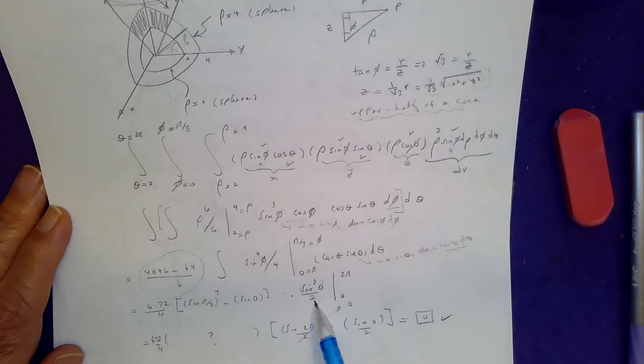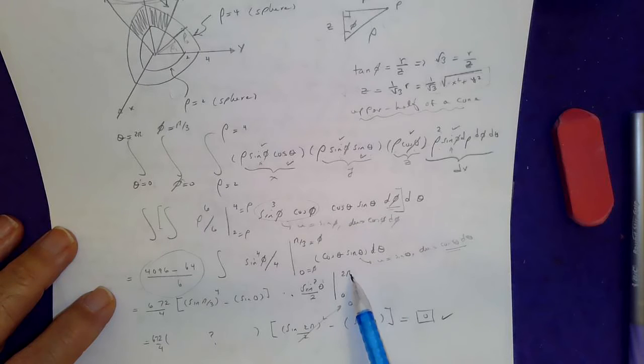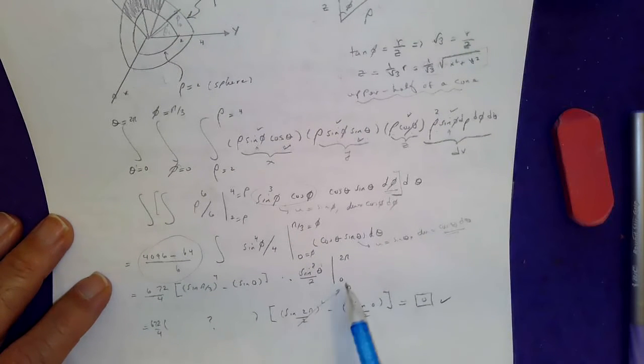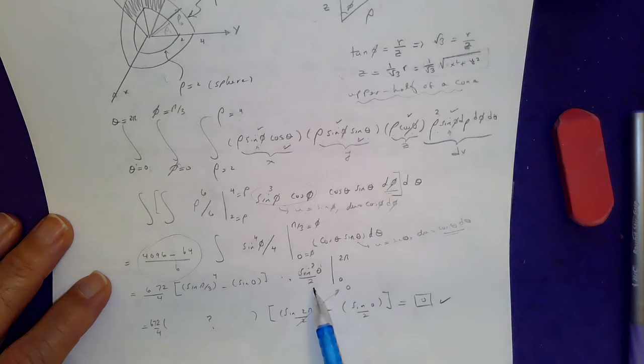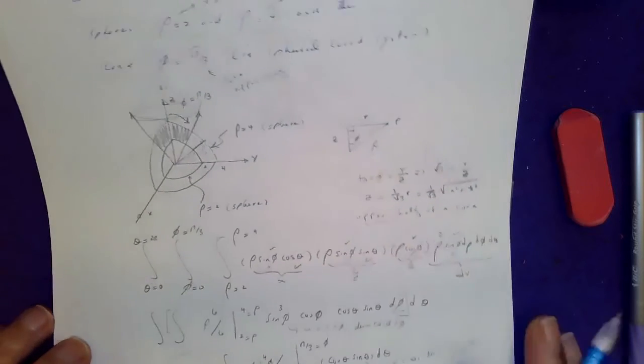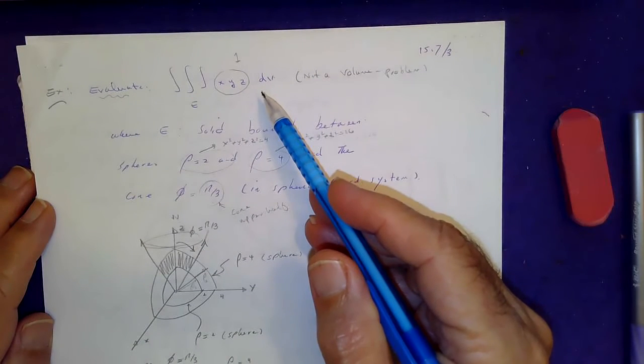sine squared theta over 2. If you evaluate the last integral with respect to theta from 0 to 2 pi, you get sine squared theta over 2 between 0 and 2 pi, which is 0. So the entire answer comes up to 0. And don't panic, we weren't supposed to come up with a positive answer because this is not a volume problem.